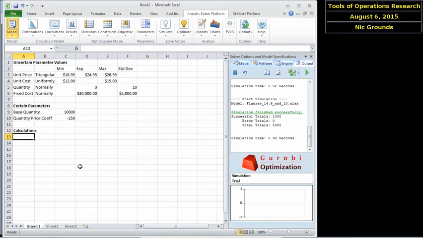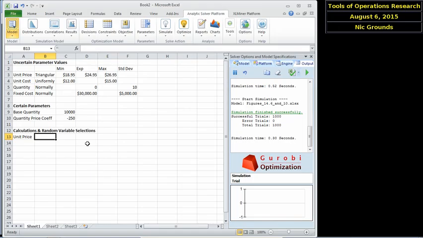So then I'm going to have just a section for some calculations. So the first thing we probably need to calculate is quantity, that is how many things do we sell? Oh, I'm sorry, not calculations. Calculations and we'll call it random variable selections. It's a long description, but I want to make sure it makes sense what we're doing. So the first thing we need to do is select what the unit price is going to be.